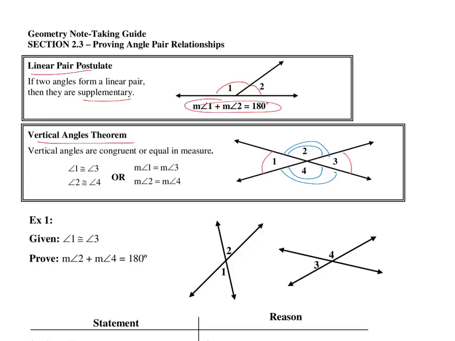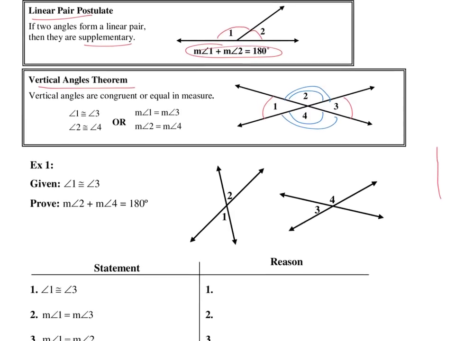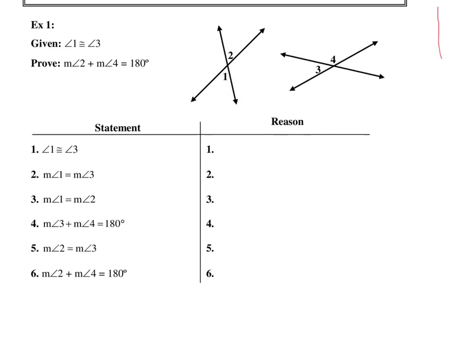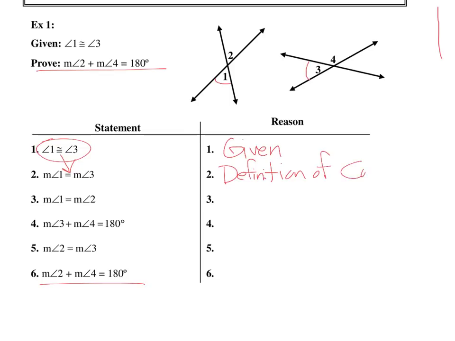So example 1 says, given angle 1 is congruent to angle 3. Angle 1's congruent to angle 3. All right, then prove this. So whatever you're proving comes at the very end. All right, so we have this information here for statement 1. That's a given. And then we have measurement of angle 1 equals measurement of angle 3. Well, they went from congruence to equality. So that's simply the definition of congruence.